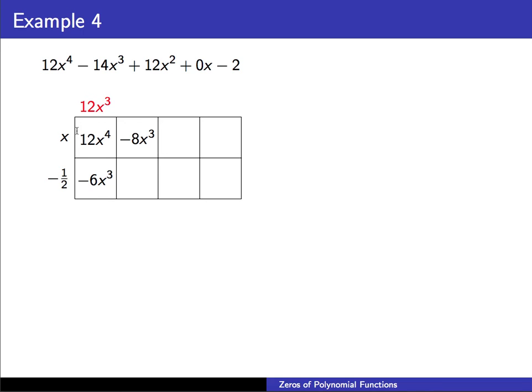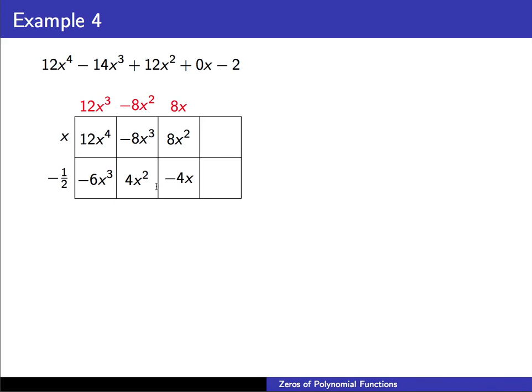Negative 8x cubed divided by x is negative 8x squared. Negative 8x squared times negative a half is 4x squared. We combine 4x squared with 8x squared to get 12x squared. 8x squared divided by x is 8x. 8x times negative a half is negative 4x. We combine negative 4x with 4x to get 0x. 4x divided by x is 4, and 4 times negative a half is negative 2, so everything's accounted for.